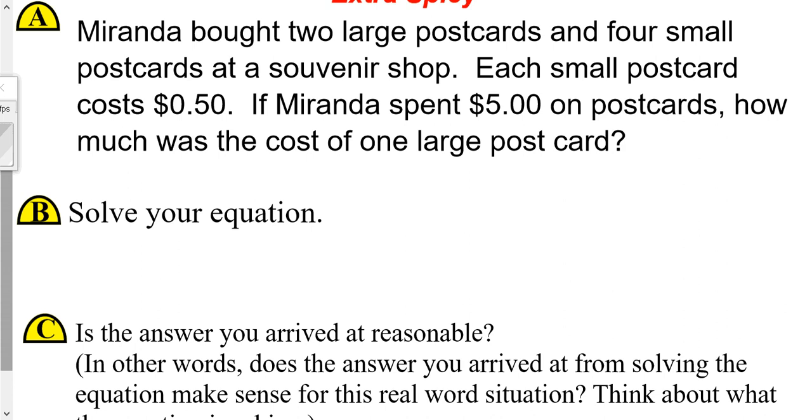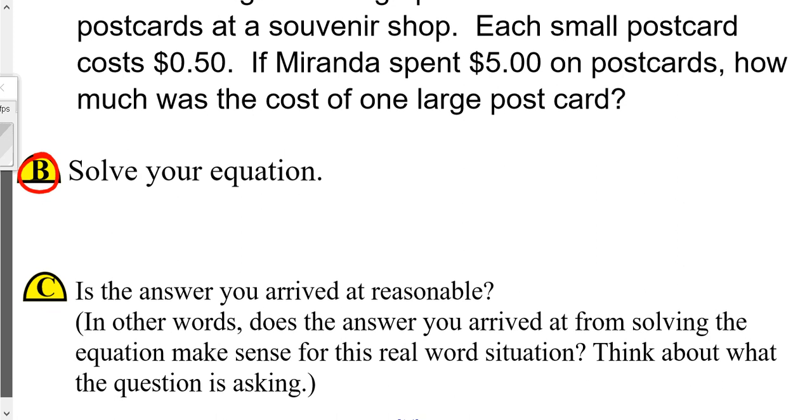So notice that they're telling you small postcards are 50 cents. She spent a total of $5. We're looking to find out the cost of a large postcard. This is where you're going to pause your video. You're going to write your equation, solve it, and then take a look at part C where it says, is the answer you arrived at reasonable? So you always want to ask yourself, does my answer make sense? If small postcards are 50 cents, even before we get started, how much do you think a large postcard should cost? So pause your video now, make an attempt at the problem.